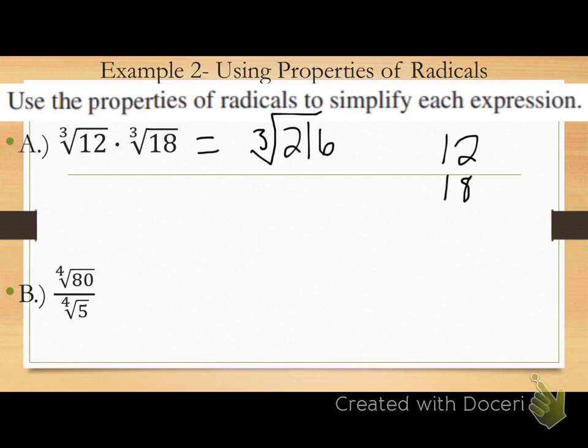216. And now I can see if I can take the cube root of 216. What number times itself gives me 216?